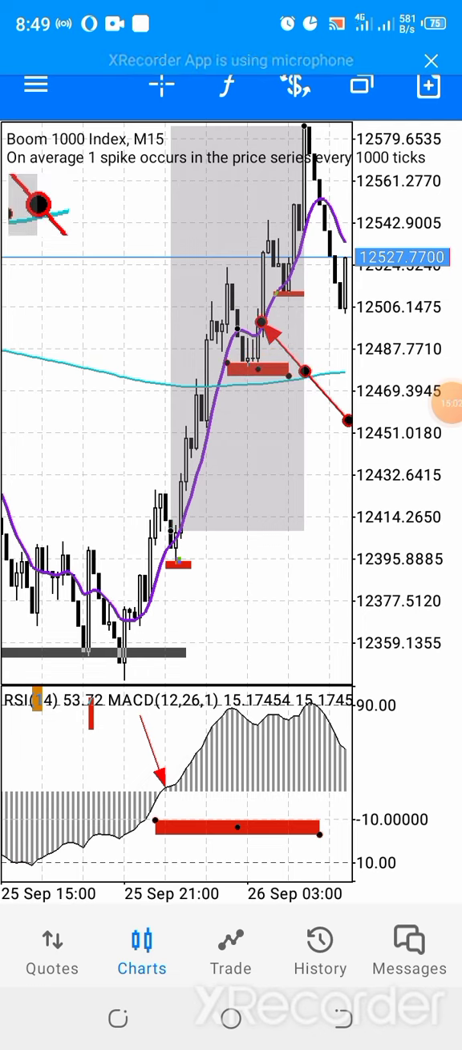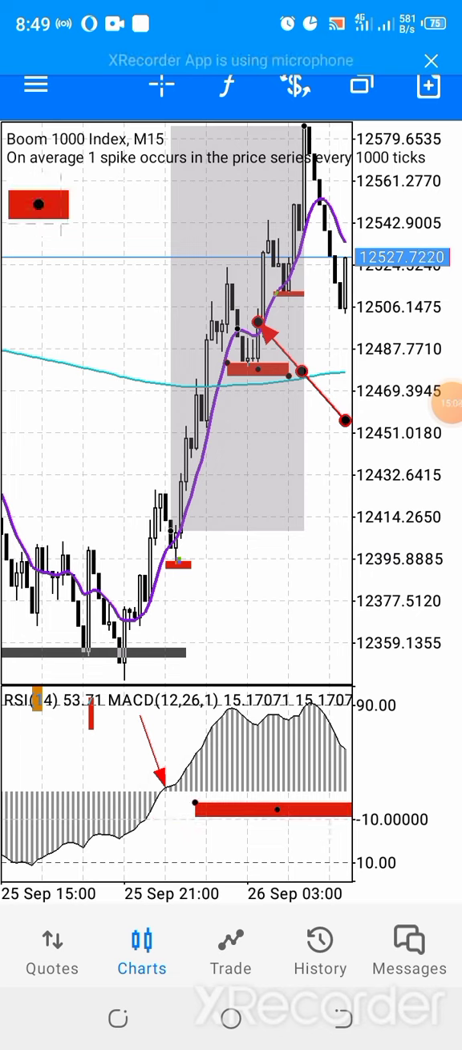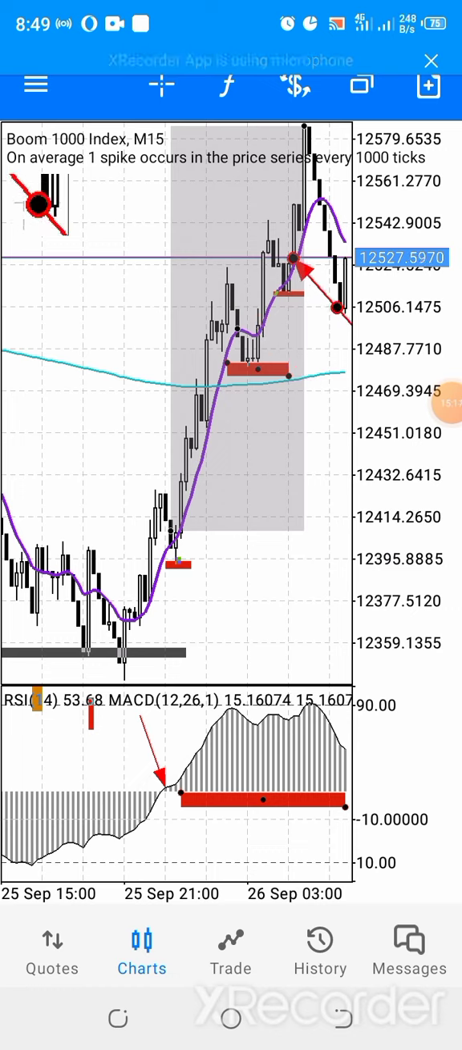As long as price stays above this line on the MACD, as long as price is telling you, well, I'm still buying, you have to keep at it. The next opportunity was here. You see, you keep catching all the spikes, until, of course, you will not remain there forever.